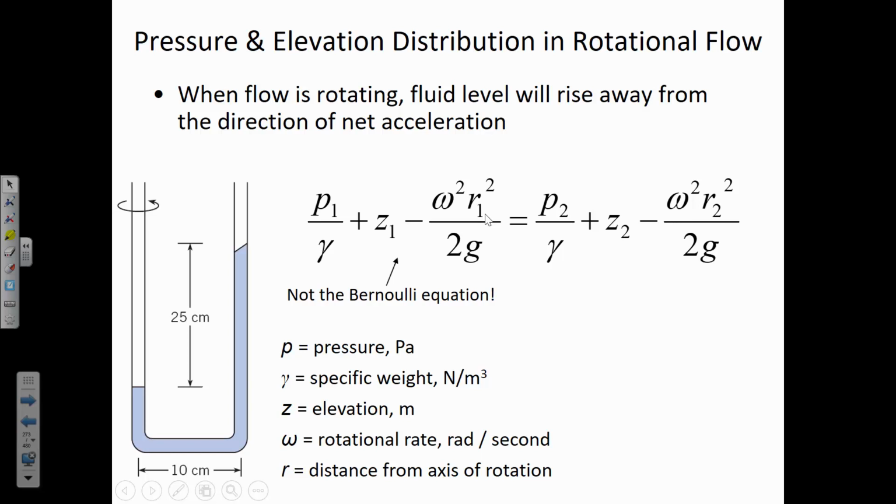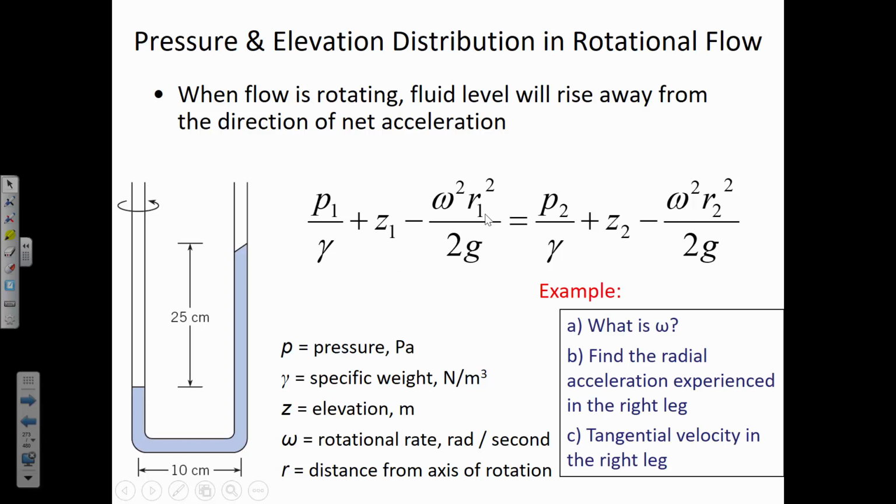But in this case, let's just say, for instance, that we wanted to say location 1 is on the left leg right here, where R1 is going to be 0 because it's right on the axis of rotation. So there's no radius, no distance away from the point about which it's spinning. And we could say that let's have this water level be our elevation datum, so that Z1 is equal to 0.